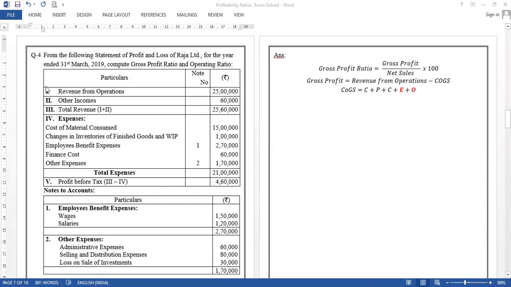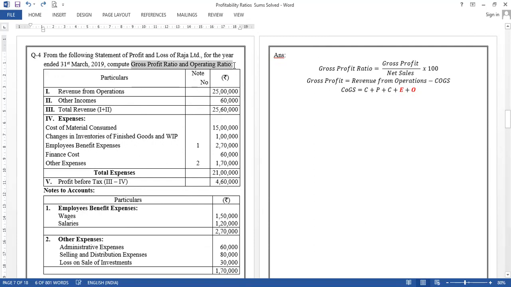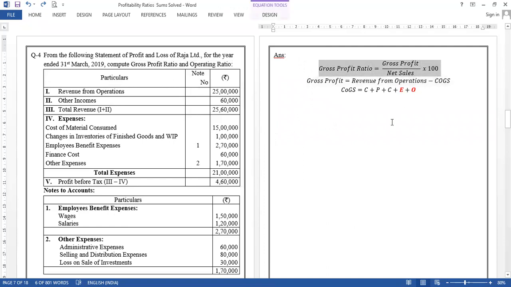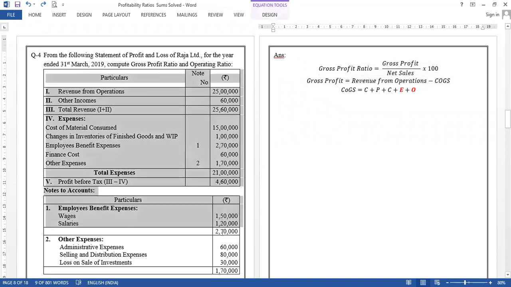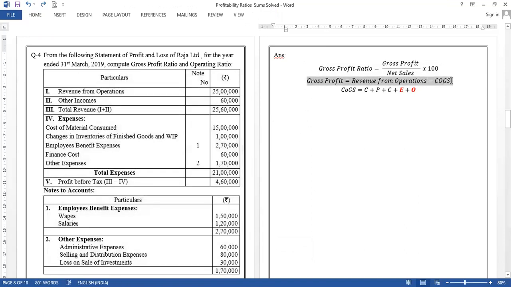The next sum is now, with the help of the statement, we have been asked to calculate gross profit ratio and operating ratio, right? Both the ratios are very, very important. Let us start with gross profit ratio. The formula is well known to us, that is gross profit upon net sales into 100, right? How do we calculate gross profit when the statement of P&L is given to us and some notes to accounts are there? So gross profit is revenue from operations minus COGS. A very basic formula is there with us.